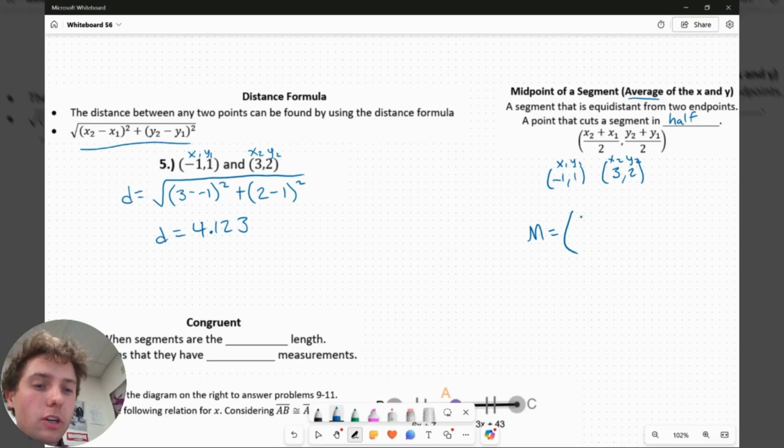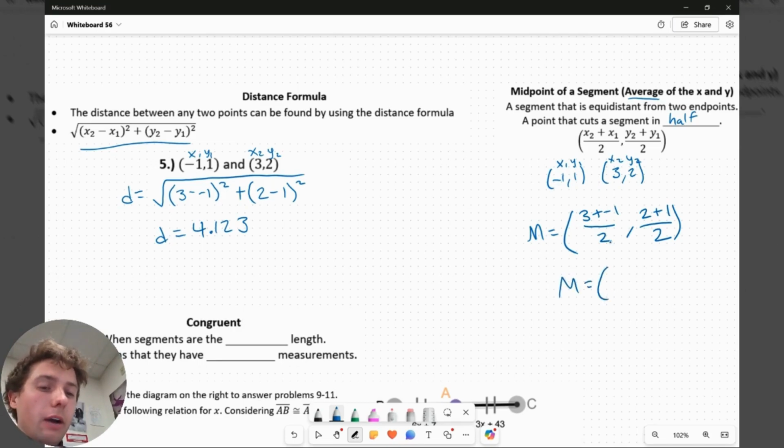Well, the x values are -1 and 3, so we could add those two values together. An average is found by adding two things and then dividing by the amount of things you've added. Well, I added just 2 different values, so I would divide it by 2. You could do the same for the y values. Find an average, add the 2 y values together, divide by the amount of things you added.